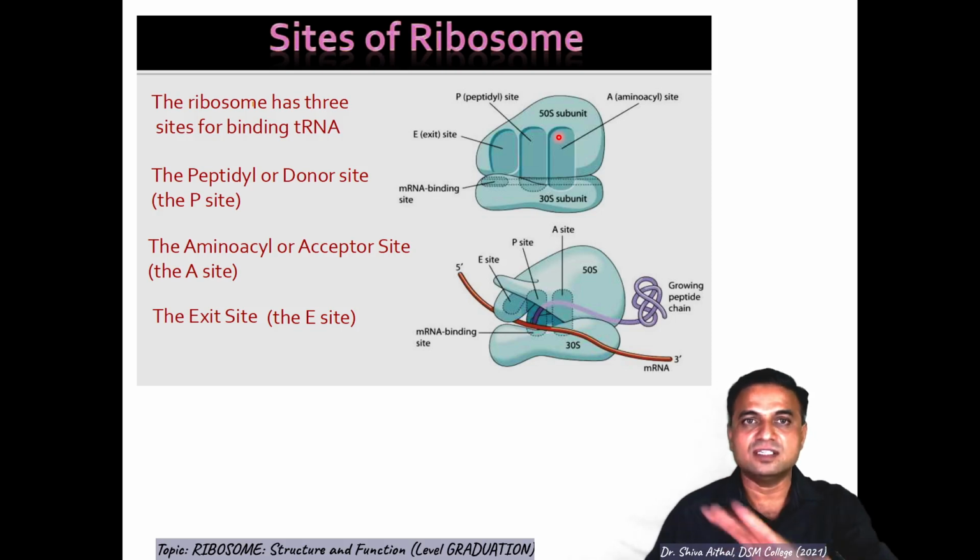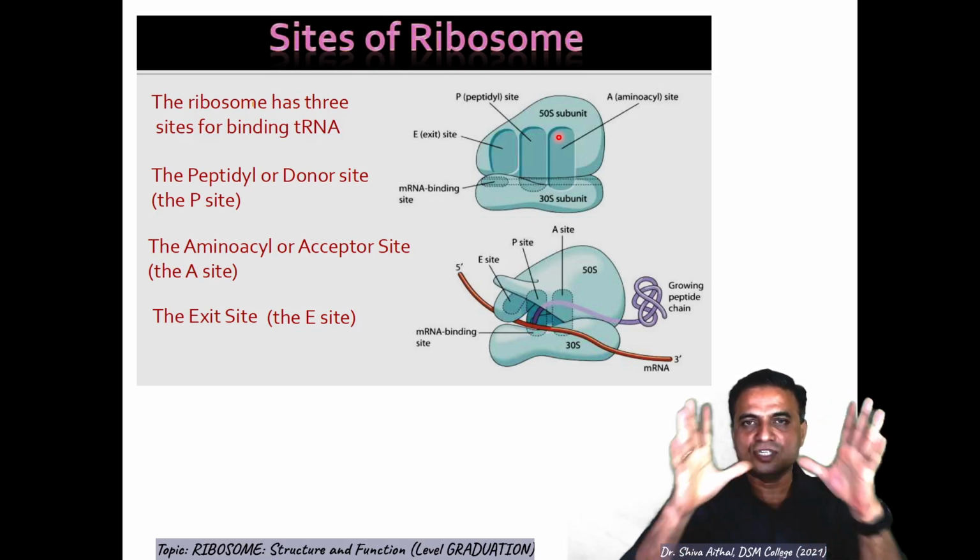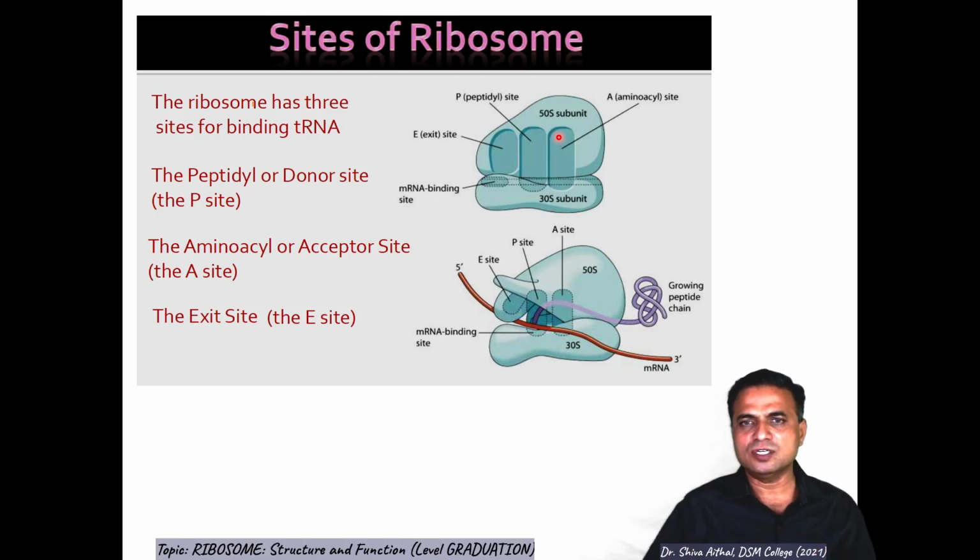Let's once again see the sites of ribosomes. They have 3 sites for binding: the A site, P site and the E site. The P site is the peptidyl site, the peptide bond formation site or the amino acid donor site. As you can see, this is the P site here. Then the A site, this is the incoming tRNA site, the amino acid site or the acceptor site.